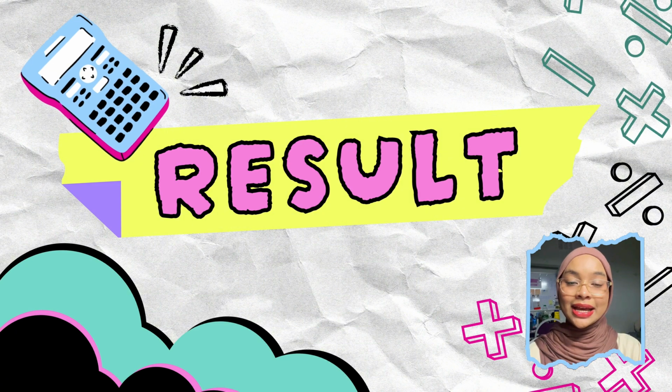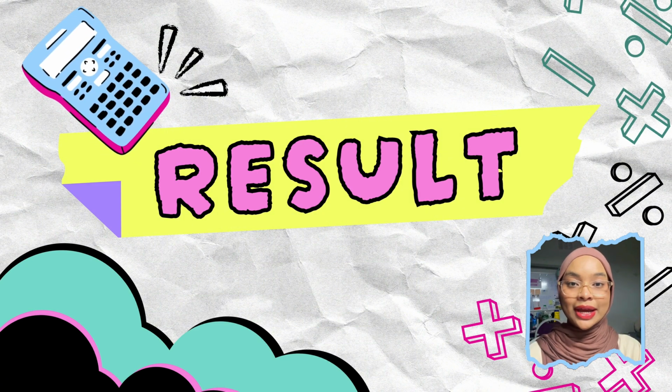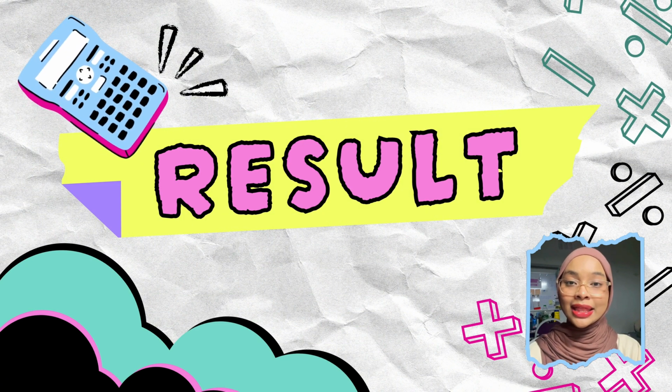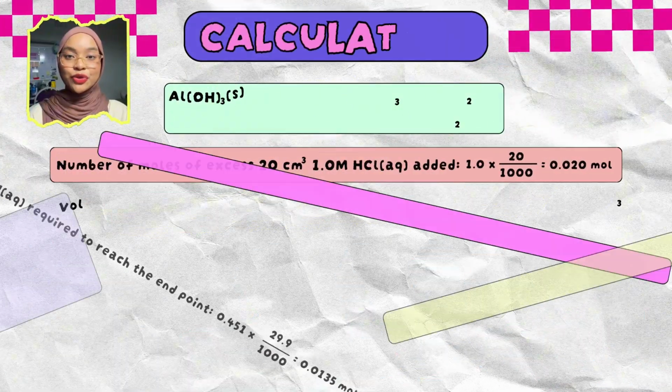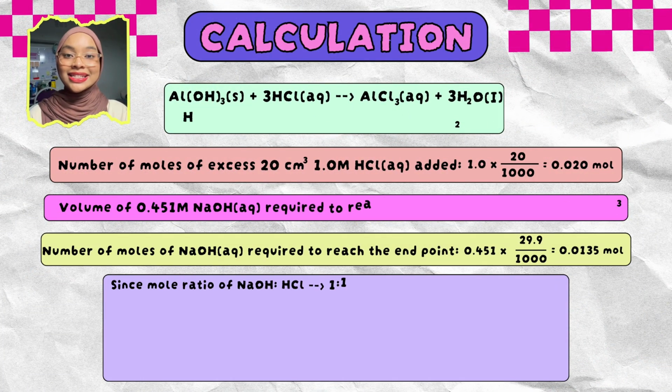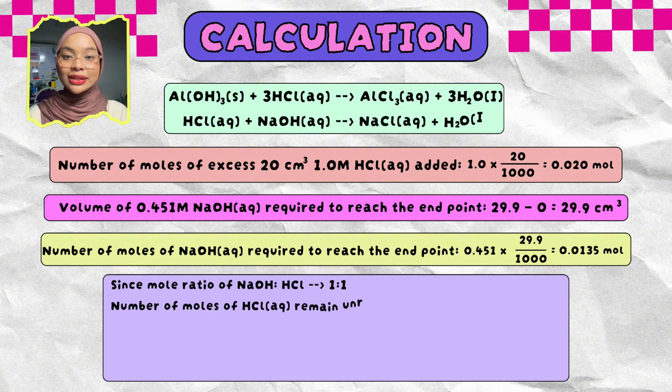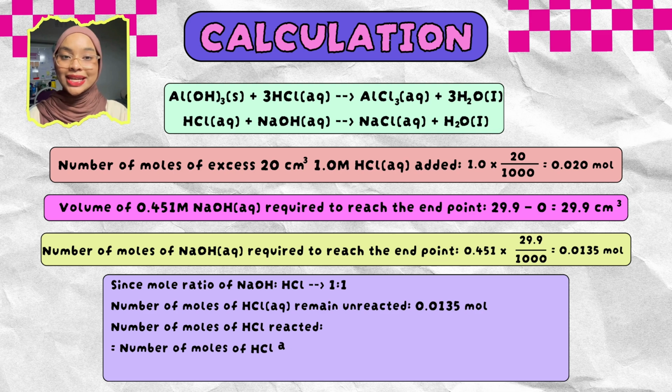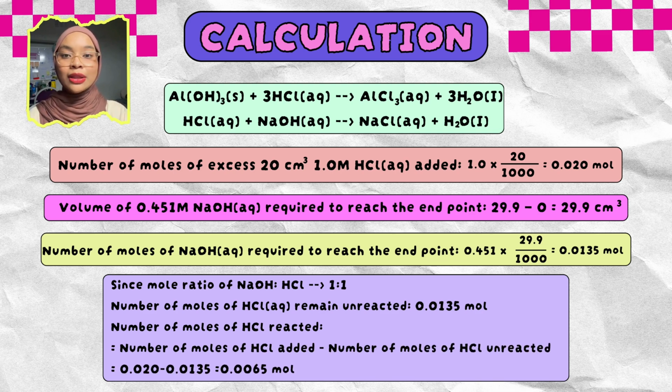Based on the experiments that have been done, we need to do some calculation to get the mass of aluminium hydroxide present in an antacid tablet. First, you need to do the chemical equation of the reaction, just like in the green box. Then you should calculate the number of mole of excess 20 ml 1 molar hydrochloric acid added, which is 0.02 mole. Then, calculate the volume of 0.451 molar sodium hydroxide required to reach the endpoint by minus the initial burette reading with the end burette reading, which is 29.9 minus 0, which equals 29.9.